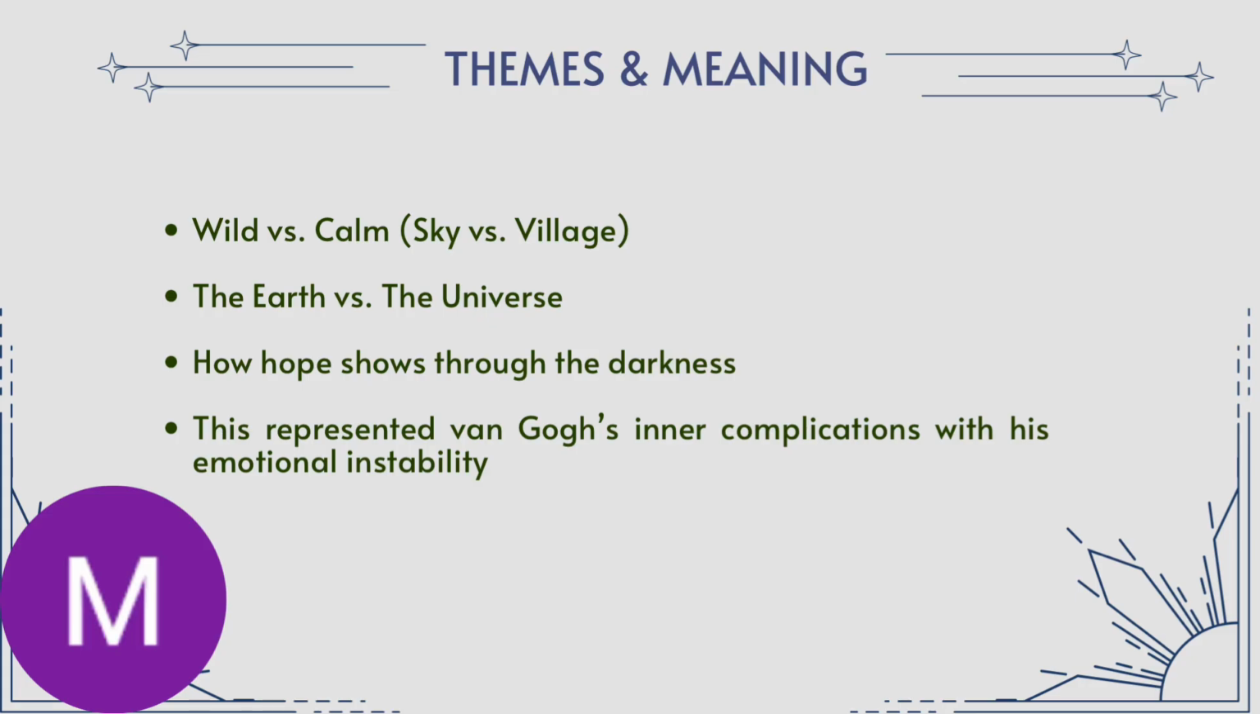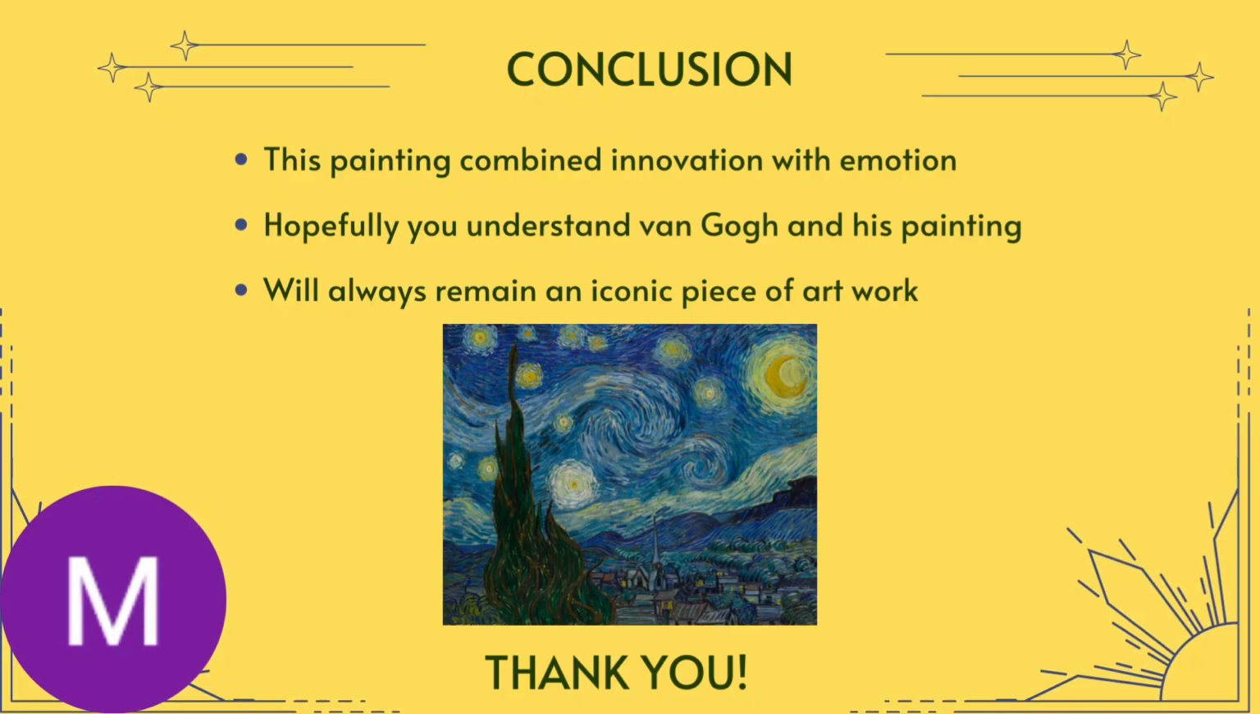Most people believe that this painting showed the state of Van Gogh. The sky represents a wild, full of motion state, while the village is calm and peaceful. It also shows hope through darkness. The contrast between the two represent the world around him and how he felt within himself.